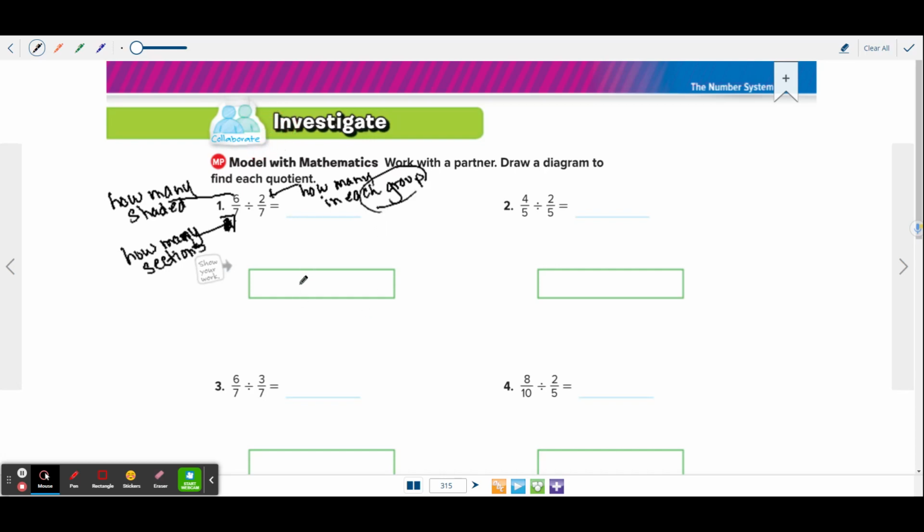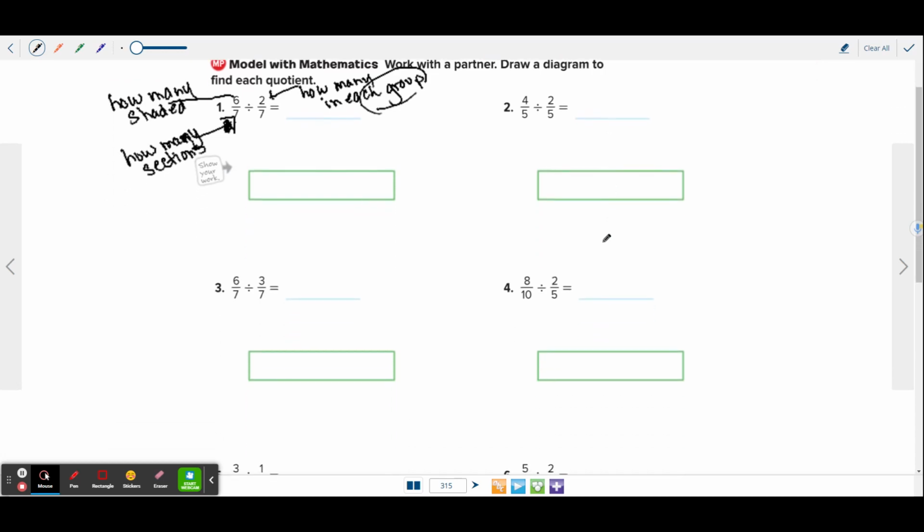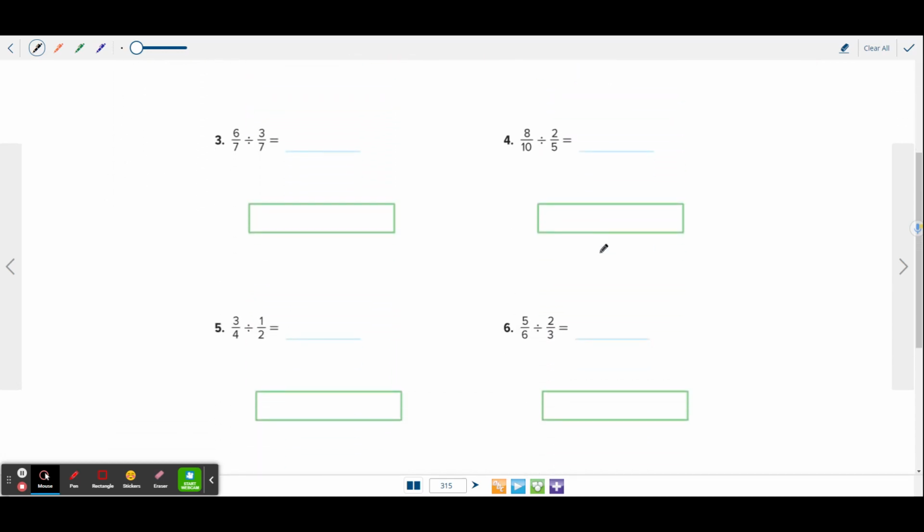So for this one, 7 sections. You're going to divide this into 7 sections, shade in 6 of them, and then circle groups of 2. Okay? And then how many groups you have, that's your answer. Same thing with this one. You've got 5. That's how many you divide them into. Shade 4 of them. Circle groups of 2. How many groups you have is your answer. Same thing with 3.